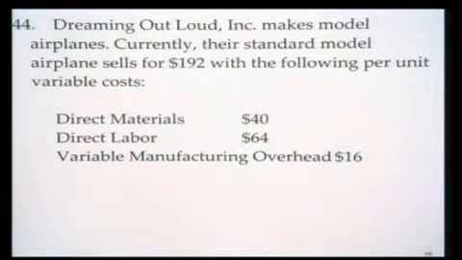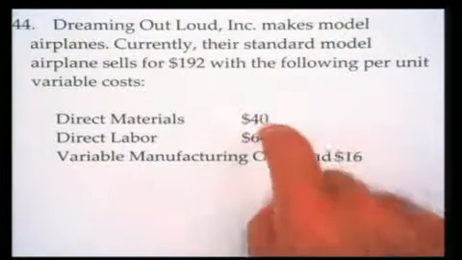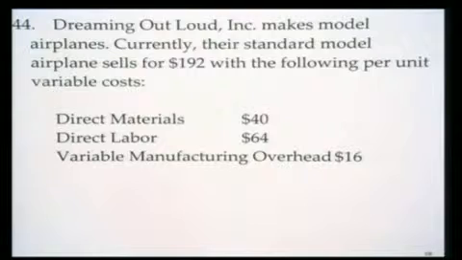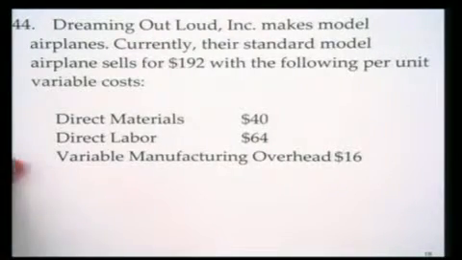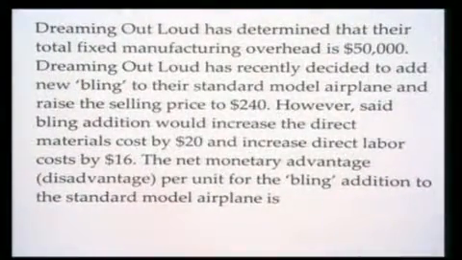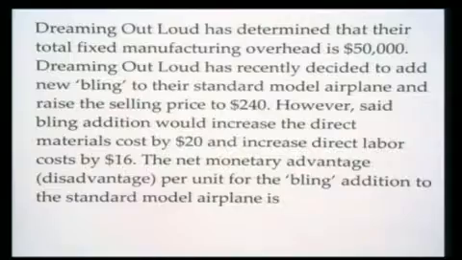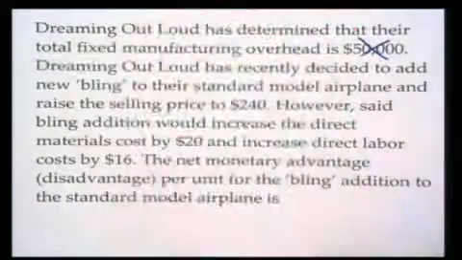Okay. So again, we go through this and say, well, I guess that matters. Direct materials, direct labor, variable manufacturing overhead. Yep, they all kind of sort of matter. Okay. But here's the thing, though. It goes on to say they have determined that their total fixed manufacturing overhead is $50,000. Okay. Let's give that a whole big giant. Who cares, right?